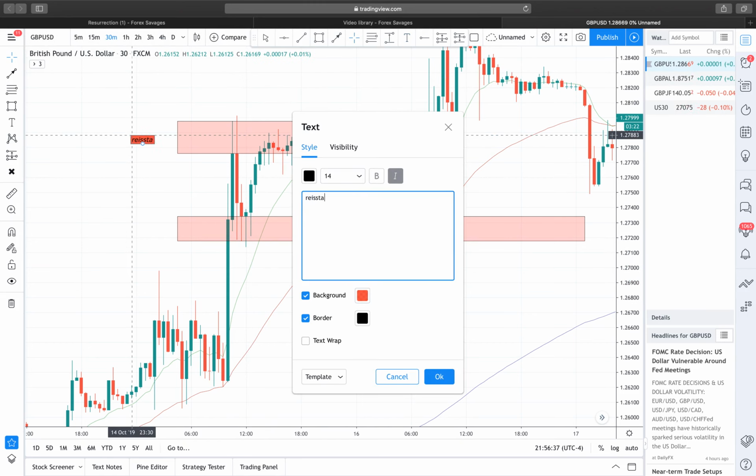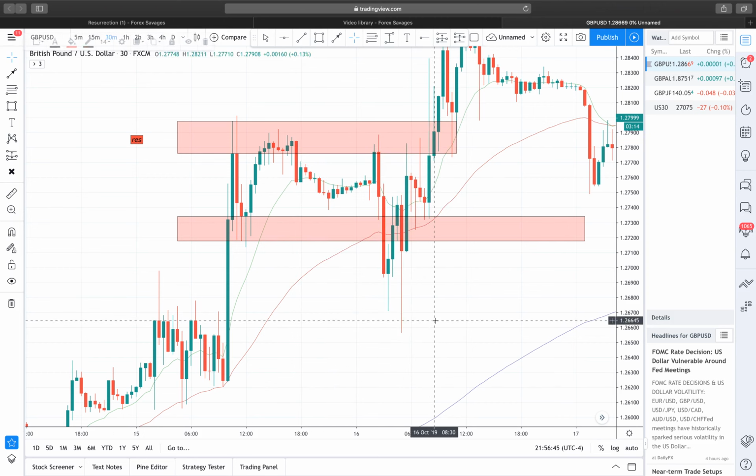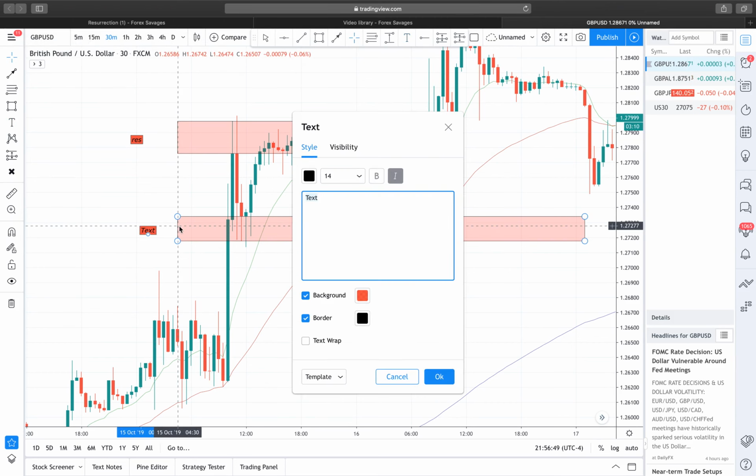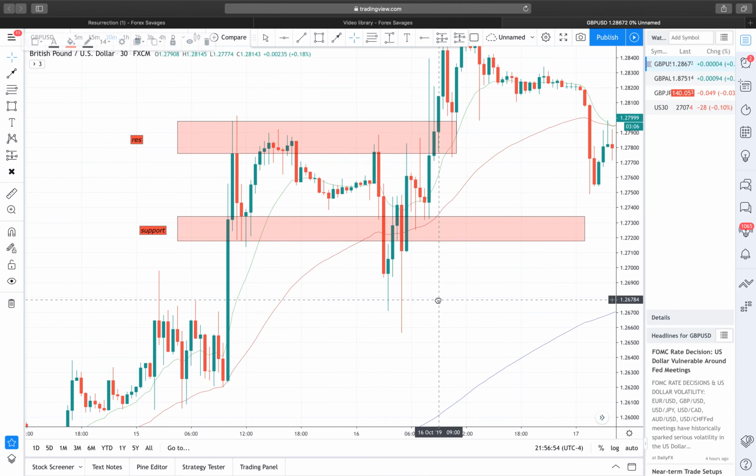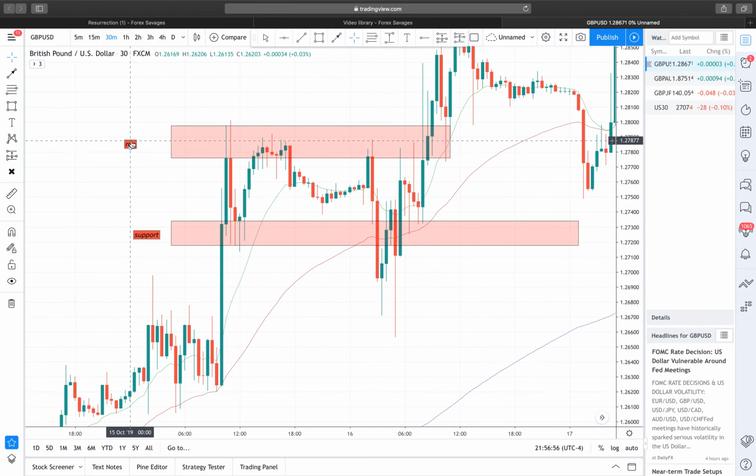This will be my resistance. Always think, oh my goodness, always think about roof. Oh my god, I can't. I'm just going to put res. This is embarrassing. I can make $10,000 in a day, but I can't even type resistance. Anyways, so this will be my resistance and this will be my support area.